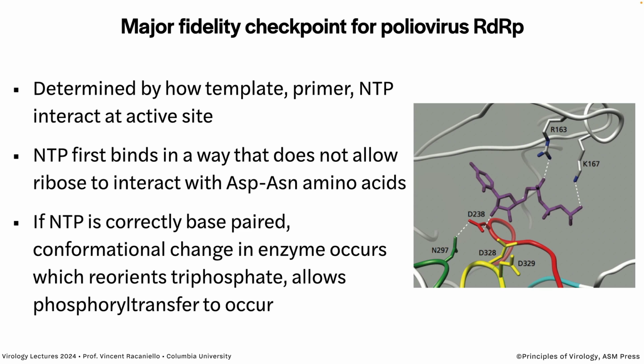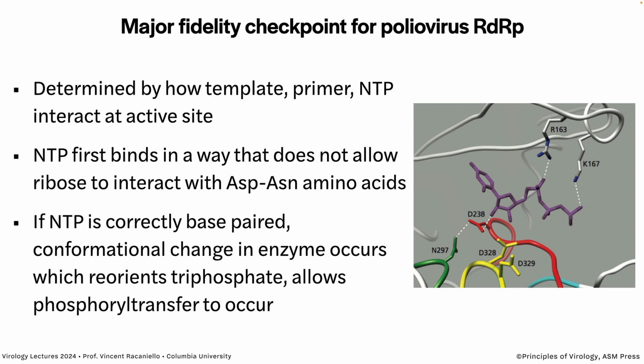That is completely controlled by how the template, the primer, and the NTP interact at the active site. So here's a structure of a base interacting at the active site. Here are two aspartates in yellow, 328 and 329. Remember, they're coordinating the magnesiums. And this is a base that's just come in. It's hydrogen bonded with surrounding amino acids, and it will be added by the polymerase.